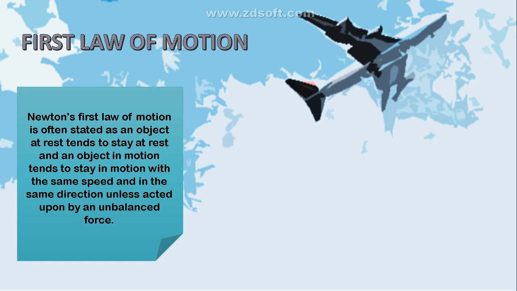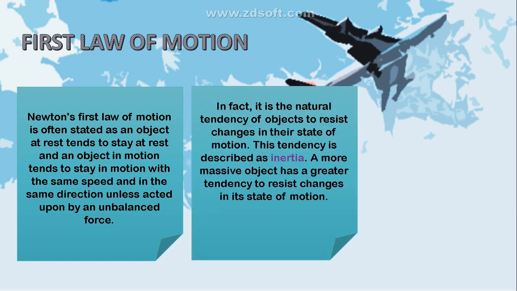Why is it called the law of inertia? Here it is. It says, in fact, it is the natural tendency of objects to resist changes in their state of motion. Meaning, if an object is at a particular position, it has a natural tendency not to move. Okay, this tendency is described as inertia. So, this is what we call inertia.